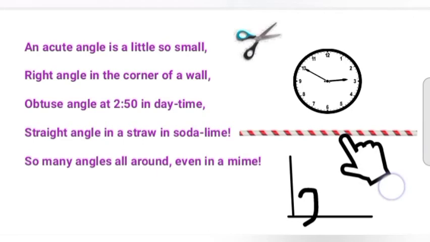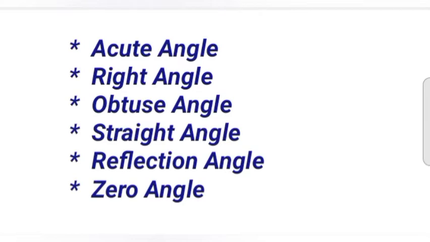Now we can go on to learn how many angles there are and how to represent them in mathematical terms. Acute angle, right angle, obtuse angle, straight angle, reflex angle and zero angle. These are the types of angles we have. Let us see them one by one.